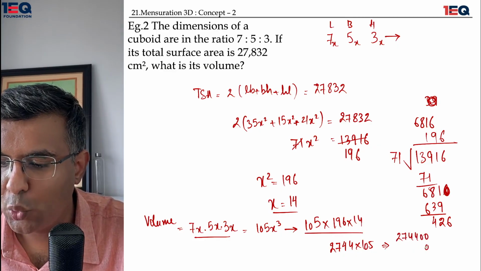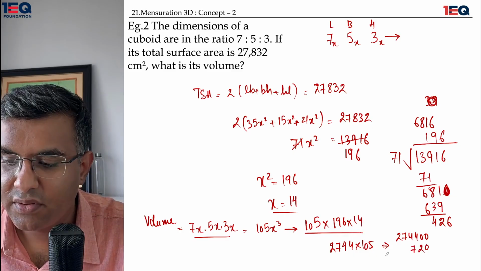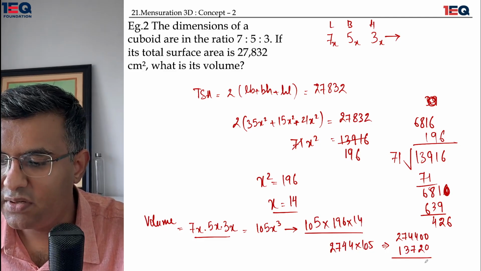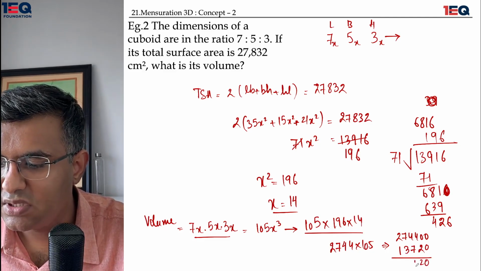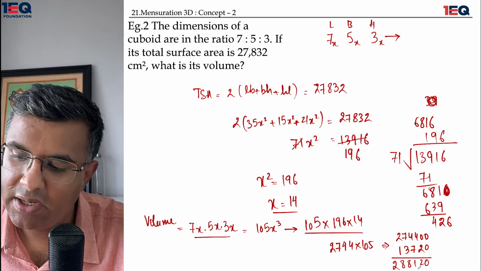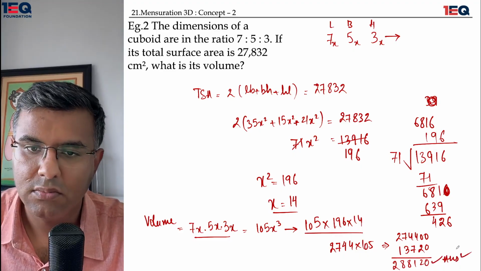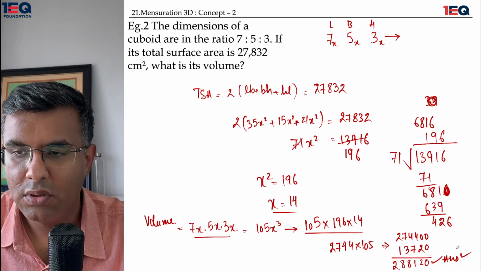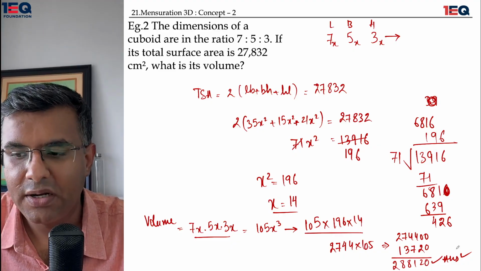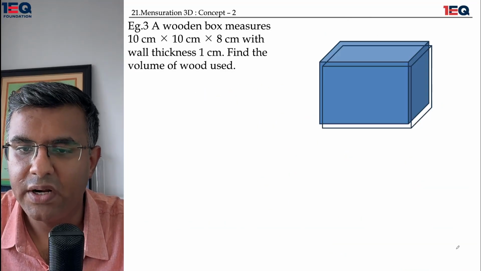5 fours are 20, 5 sevens are 35, 5 twos are 10, and 13. So I have 13720. Adding them up, 288,120 is my answer. This is the volume. Got it? Only the calculations seemed to be a little daunting, but everything else was in place. Right? Let's move ahead to the next question.